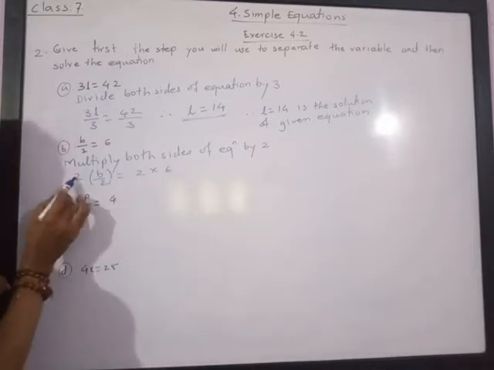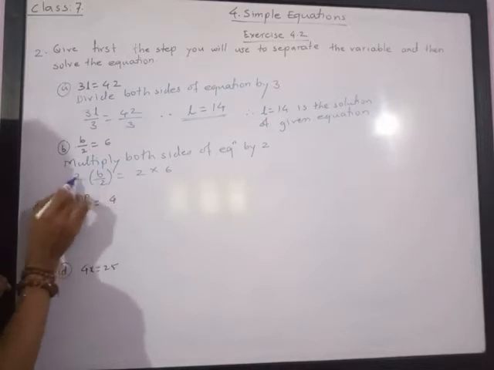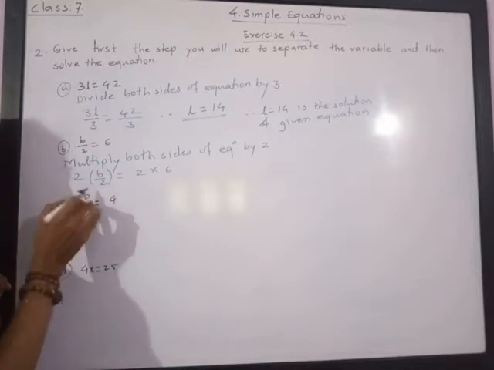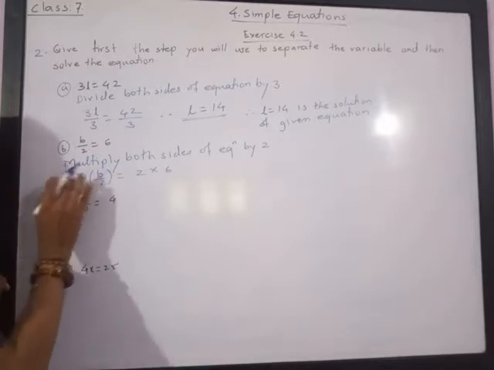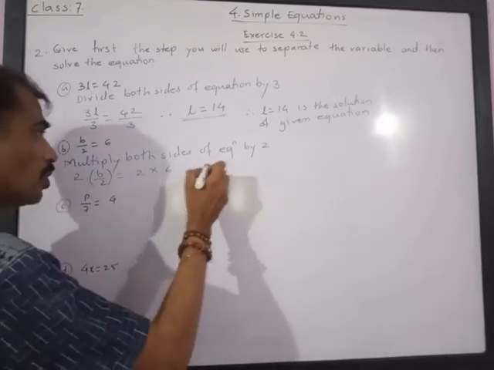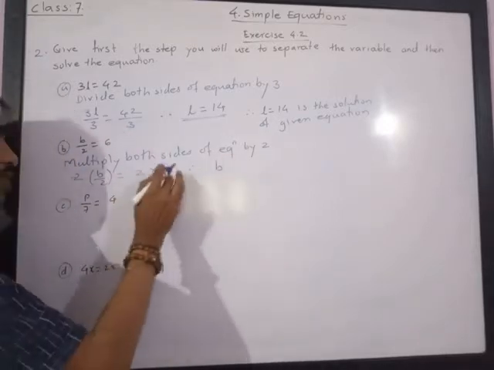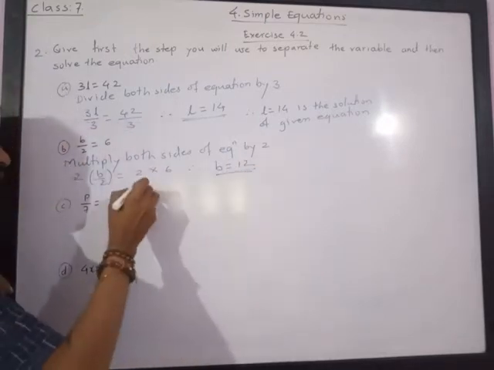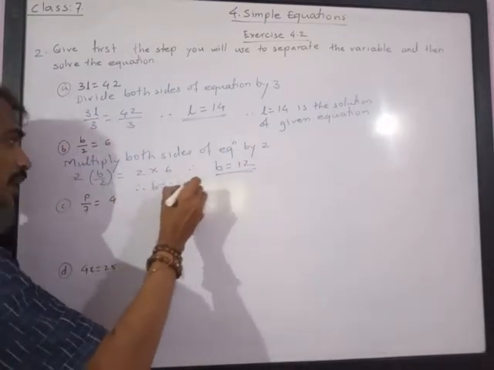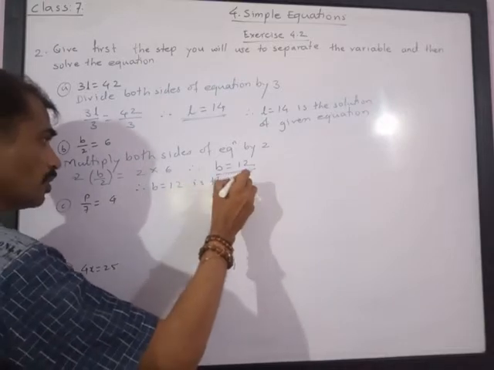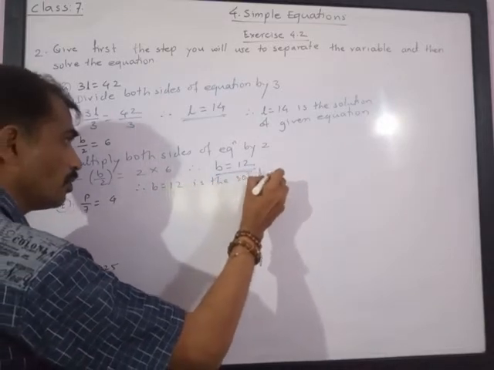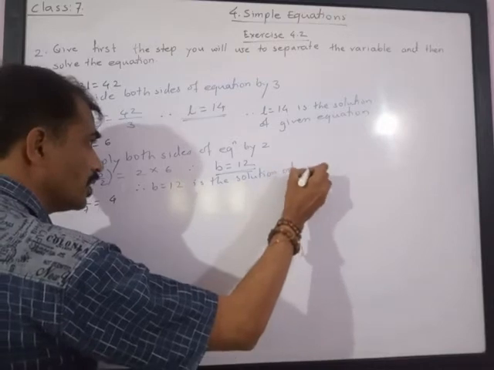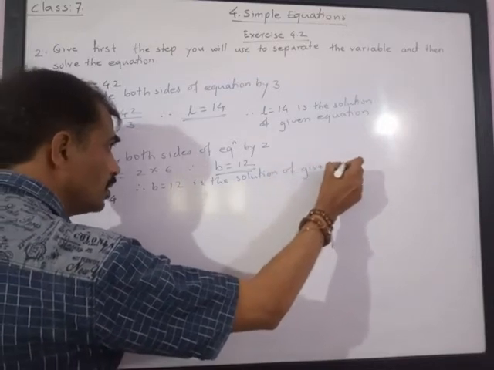Please note here 2 is multiplying and 2 is dividing. So these two cancel, it becomes 1b. 1b is equal to b itself and 6 2s are 12. So we have got b is equal to 12. Therefore b is equal to 12 is the solution of the given equation.